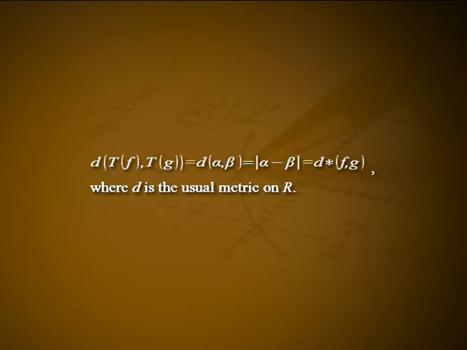d(T(f), T(g)) is equal to d(alpha, beta), which is equal to modulus of alpha minus beta, which is equal to d star(f, g), where d is the usual metric on R. 3. Let X and Y be two metric spaces having the same cardinal number and both equipped with discrete metric. Then any one-to-one correspondence between X and Y is an isometry.